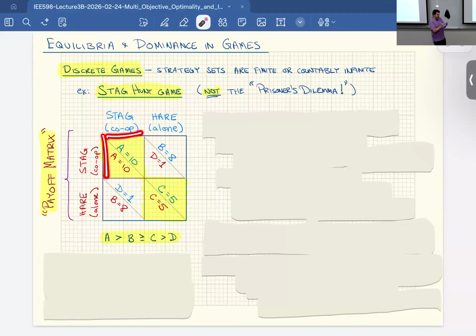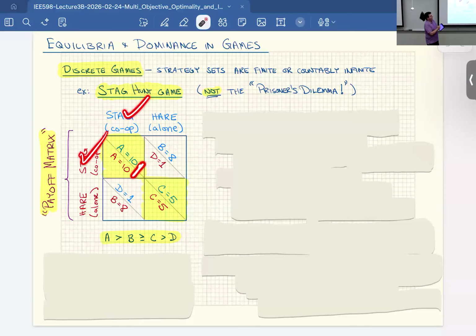So if they both play stag, then the way this payoff matrix is written is with these triangles. This is the case where they both play stag, and the upper triangle is the payoff that goes to this player, and the lower triangle is the payoff that goes to this player. In this case, if they both play stag, then they both get 10 units of payoff. So 10 calories, $10, however you like to say. The key here is that this will be the greatest payoff that they can get, as they work together.